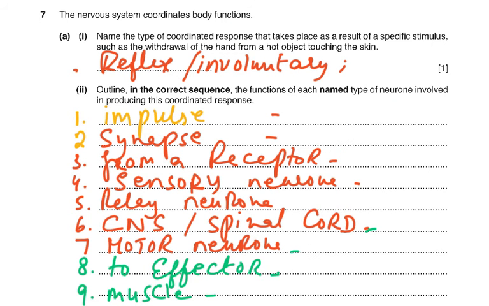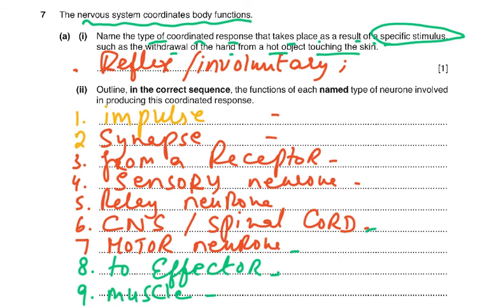Next, we come down to question 7. The nervous system coordinates body functions. Fine, well, we've read that part. Then, name the type of coordinated response that takes place as a result of a specific stimulus, such as the withdrawal of the hand from a hot object touching the skin. Now, the only answer is reflex, or if you said involuntary. So this is the reflex action, which is an automatic response to a stimulus in which you don't have to think about it. It just happens.